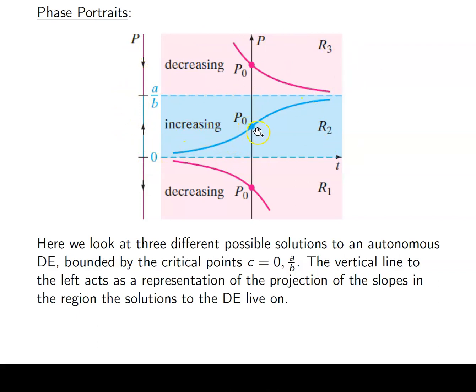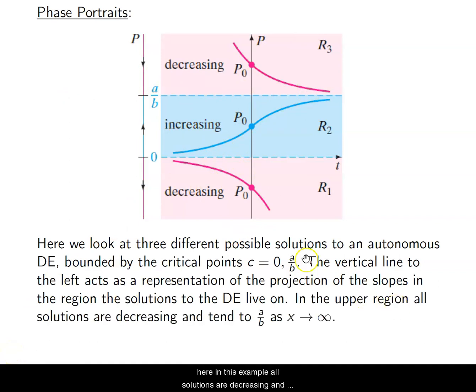So for instance, if I have an initial value that lies in between this region, okay, I will stay bounded in between that region, right? If I have an initial point here, any solution in this point will stay in this region as well, right? So they just kind of stay in their own lane, bounded by these critical points, these equilibrium positions. So in the upper region here in this example, all solutions are decreasing and they tend to go to this critical point as time goes to infinity, as my input goes to infinity, right?